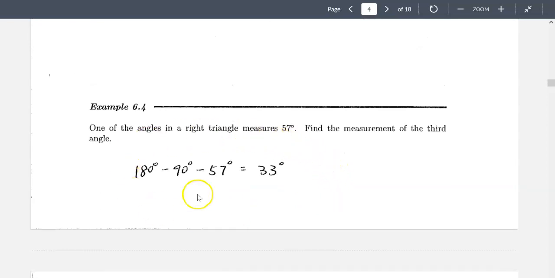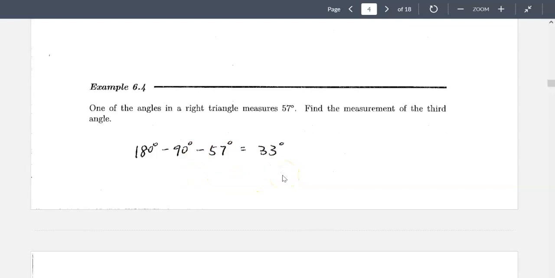Now, same question here, except they only tell you 57, but they tell you one of the angles is a right angle. Now, we need to know that right angle means 90 degrees. So if you take 180 minus the right angle minus the 57, the third angle that's missing is 33 degrees.